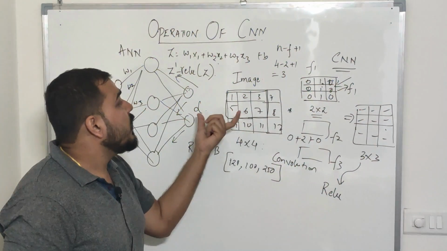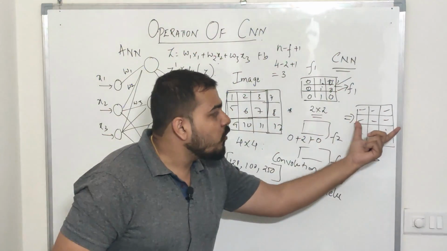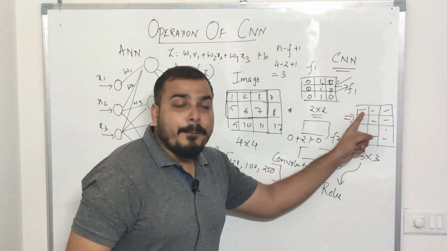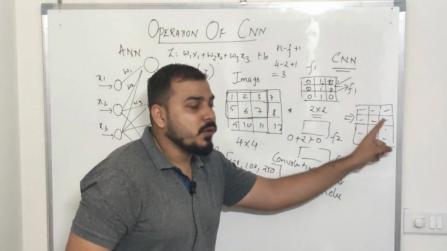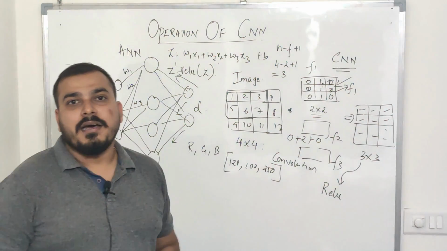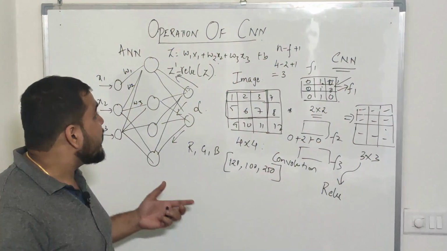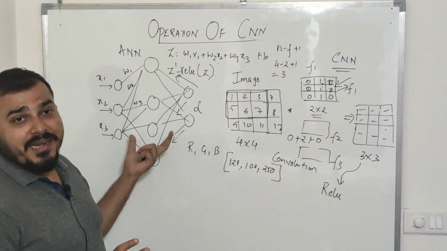We will take this filter, apply the convolution operation, and whatever output comes, we will apply an activation function on each and every value over here. And then we'll finally get the output. So this is the basic difference in the operation of a CNN and an ANN.